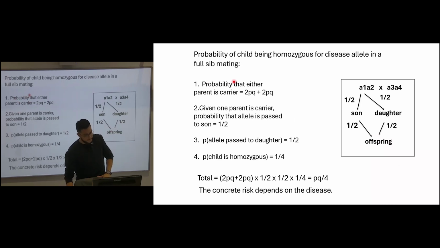So in terms of numbers, the probability for the grandparent is 2pq plus 2pq, and then to calculate the whole probability of that offspring getting this disease, you just multiply everything. So 2pq plus 2pq times 1 over 2, times 1 over 2, times 1 over 4. If you simplify this, it will give you pq over 4, right? In other words, the probability of a child being homozygous for a diseased allele in a full sibling mating is pq over 4.